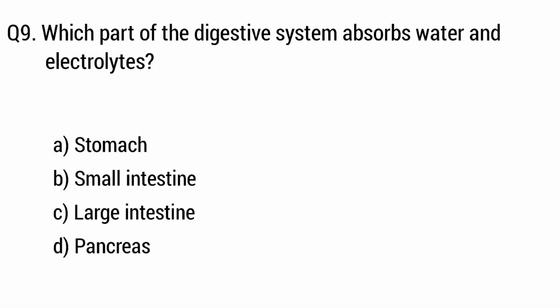Question 9. Which part of the digestive system absorbs water and electrolytes? Option A. Stomach, B. Small intestine, C. Large intestine, D. Pancreas. But the right answer is option C.